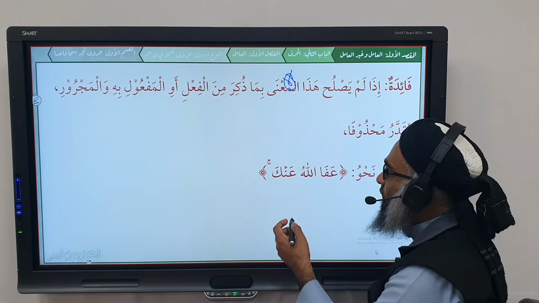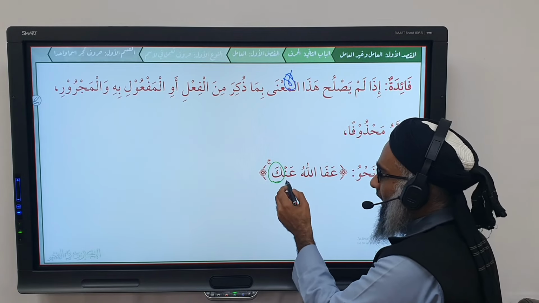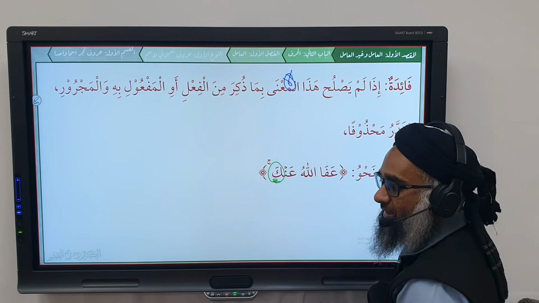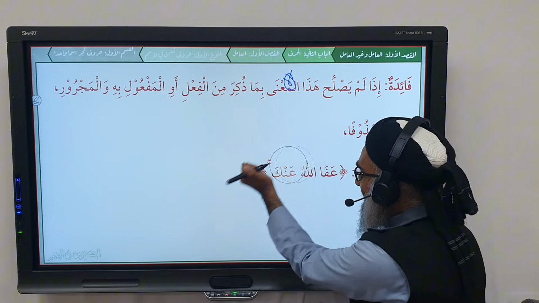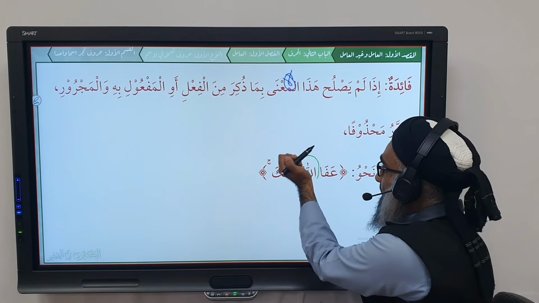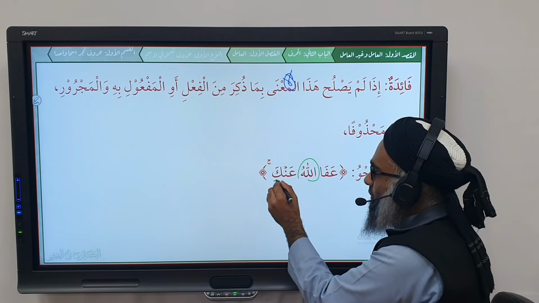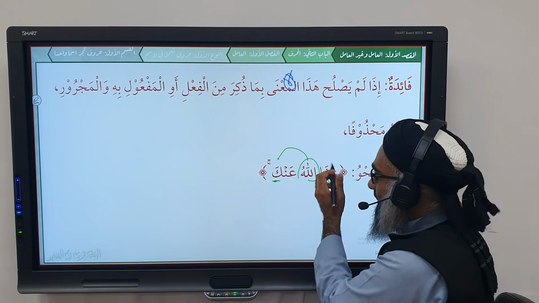So one is صدور الفعل عن المجرور. The عفو never happened from the Prophet. So you wouldn't say صدور الفعل عن المجرور. The عفو never started from the Prophet. So the first meaning is gone. The second meaning is what? عفا الله عنك is that the فاعل went away from the مجرور because of the فعل. So Allah went away from the Prophet because of عفو. That isn't going to fit as well.